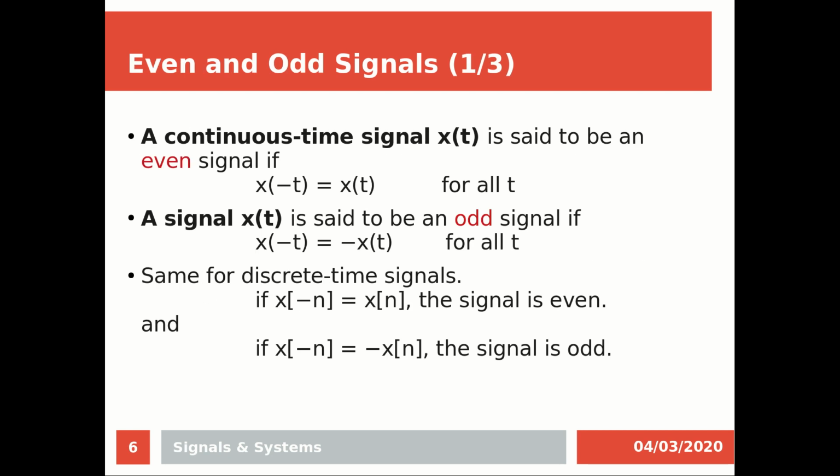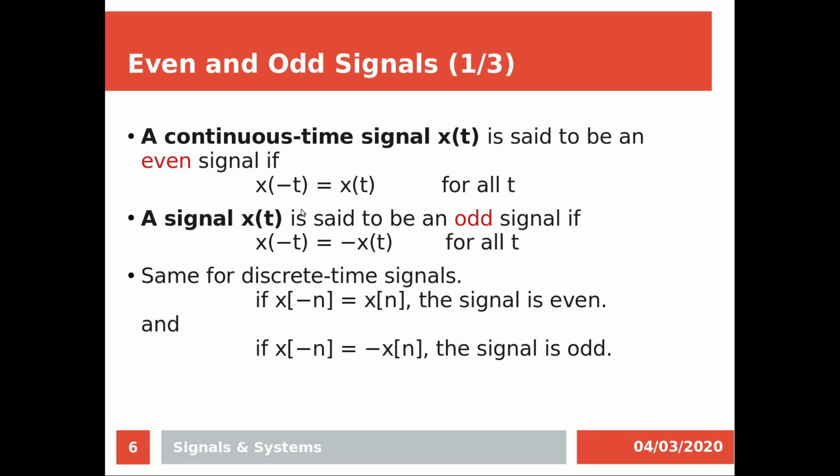Okay, now the first subject that we have, and we will have some examples on it, is even and odd signals. Any signal that we have, for example a continuous time signal, can be said to be even if you replace every t in the signal with minus t, and at the end you see that x of minus t equals x of t. So this is a simple equation. This is called an even signal.